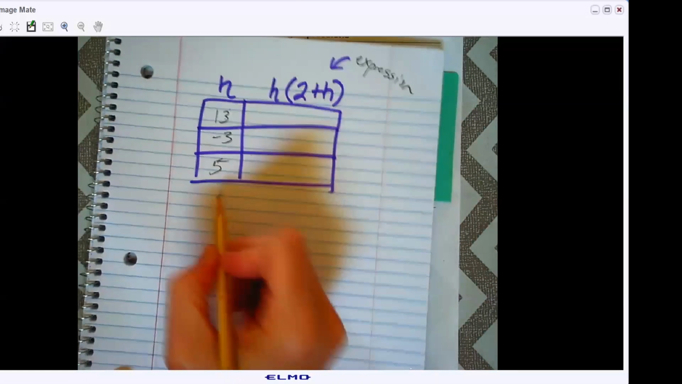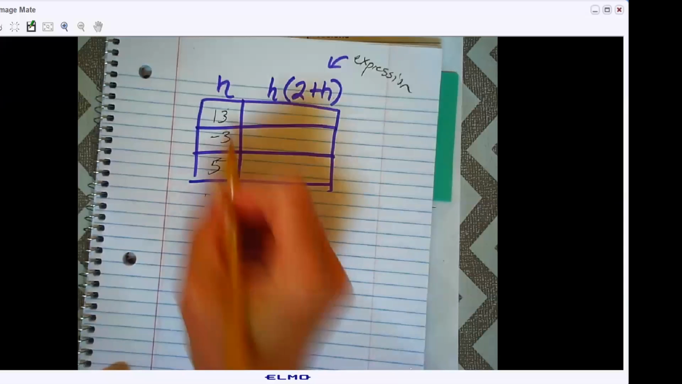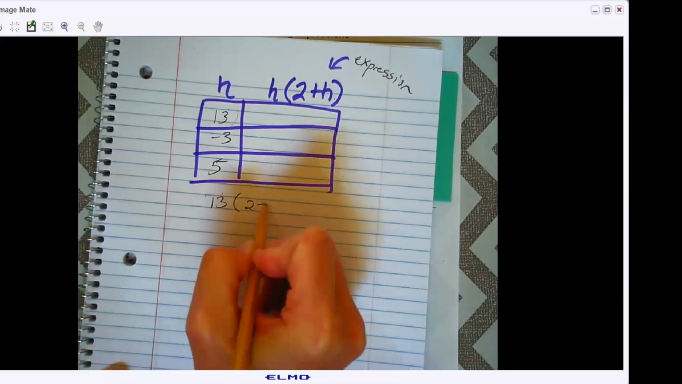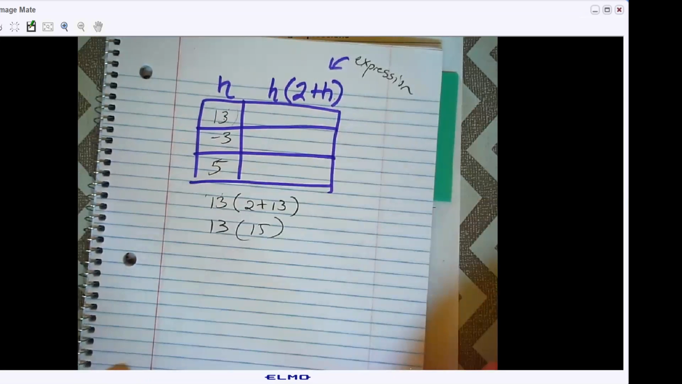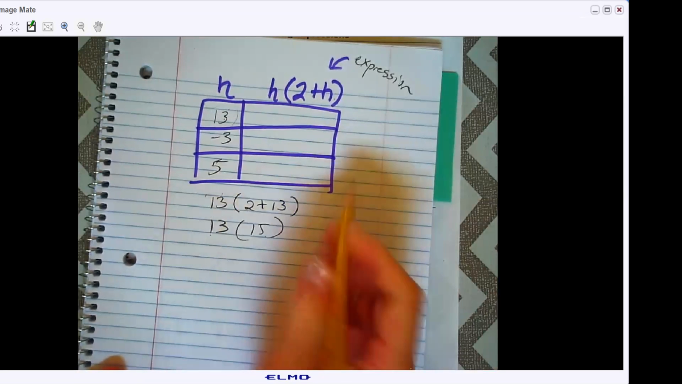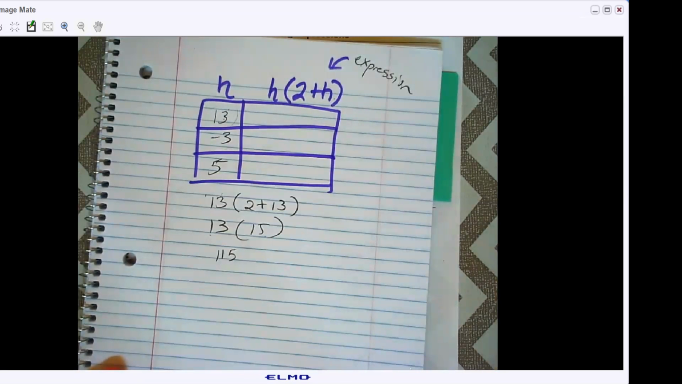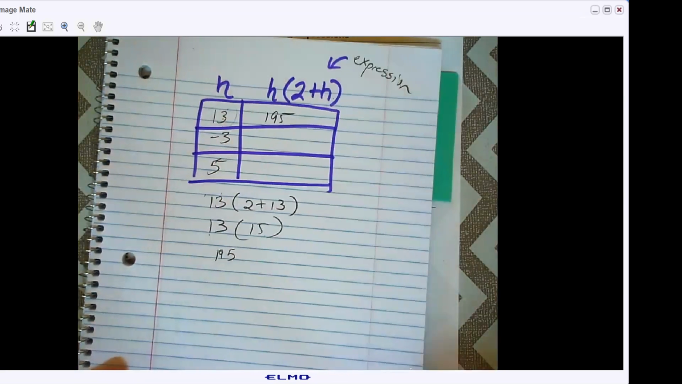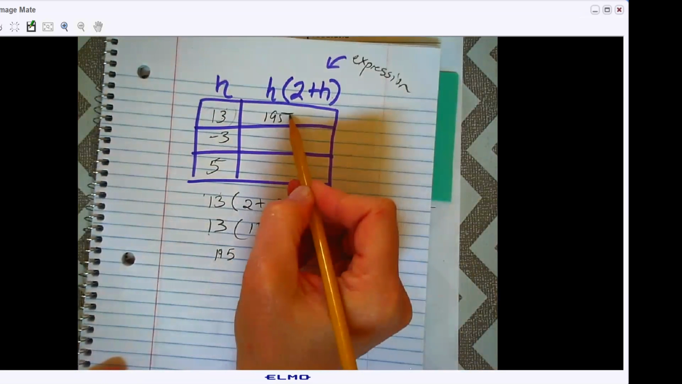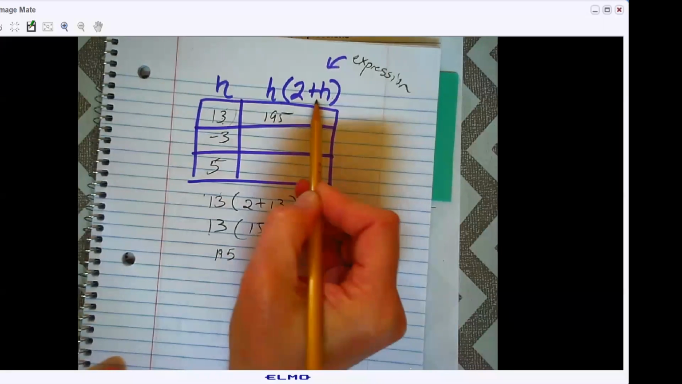Okay, so let's do 13. So we have H times the quantity 2 plus H. So in this first one, it's 13 times 2 plus 13. 2 plus 13 is 15 times 13. And 13 times 15 is 195. All right, so that was my first evaluated expression. I just plugged in my values for H into my expression.